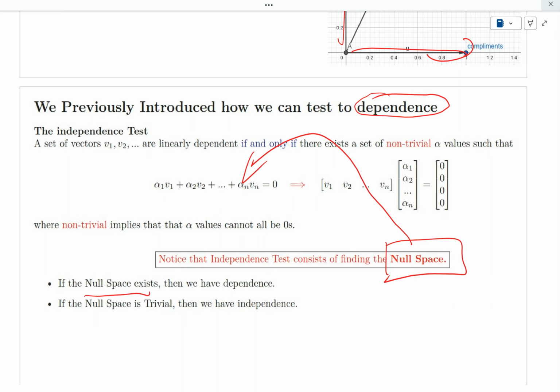If null space exists, that means there's a free variable, and free variable implies dependency. However, if your null space is trivial, which means you only get zeros as null space, then we have independence. So this is a null space. Thinking dependence through null space is a connection you want to have.